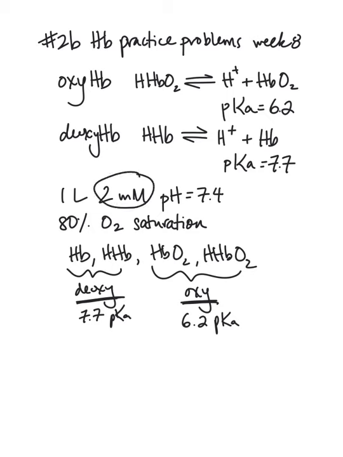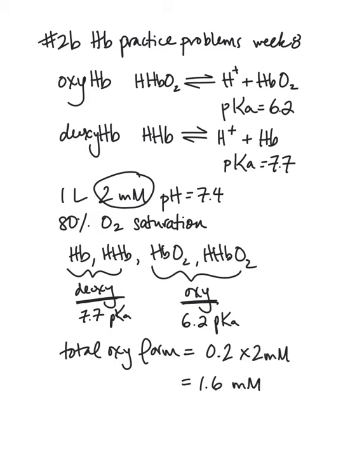So you're told the total molarity is 2 millimolar, but how much of each do you have? So if you're 80% saturated with oxygen, that means your total oxyform is 1.6 millimolar. So that gives you the total concentration for the two forms of oxyhemoglobin. So we can now do Henderson-Hasselbalch for the oxy versions, and we'll set that up.